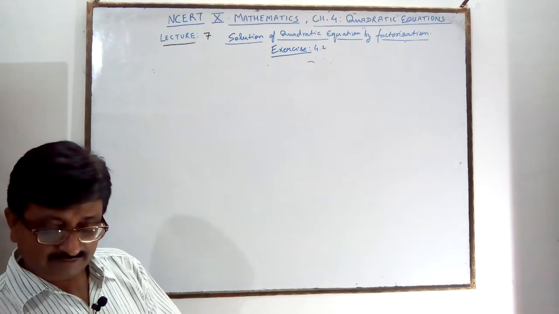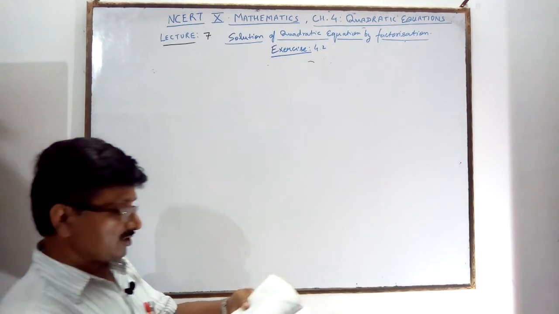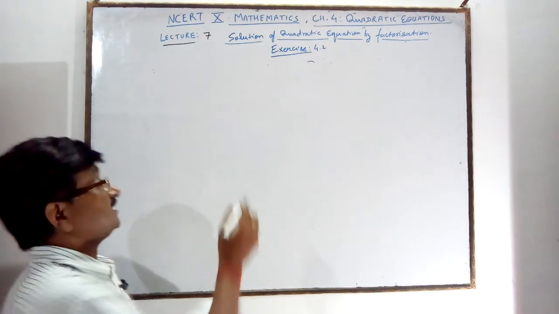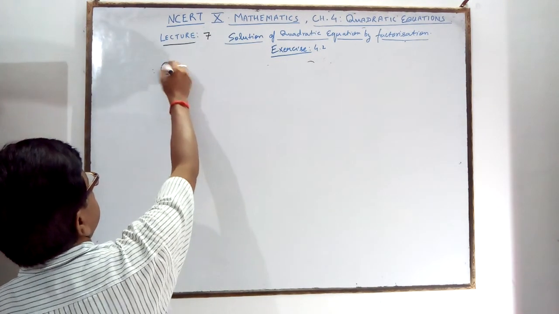You are seeing quadratic equations of class 10, exercise 4.2. Four questions I have explained. Question number 5 and 6, two questions are left here. Now we'll see question number 5.